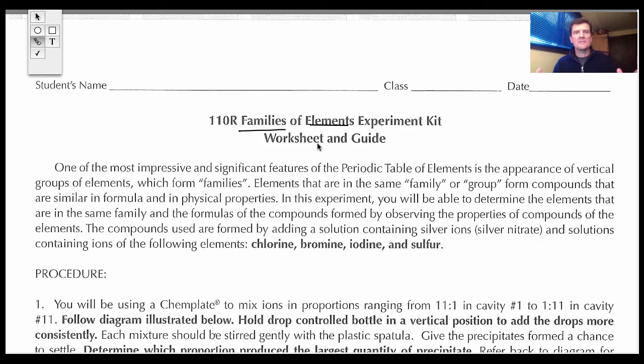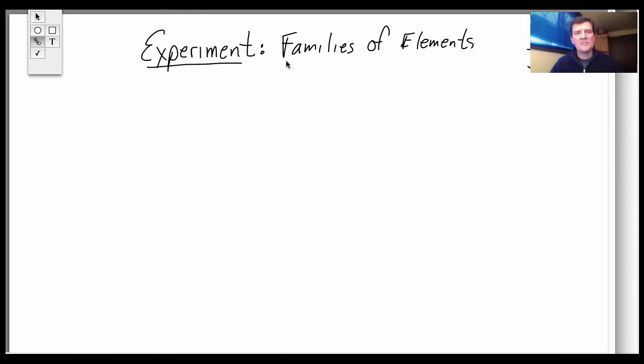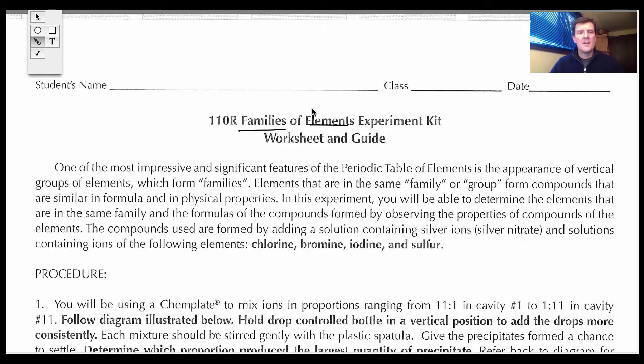So if you would, we're going to write a pseudo lab report. It's not going to be a complete lab report, but in your notebook I want you to write down a few components of a decent lab report. Please first, on a piece of paper in your lab book, write experiment: families of elements, and then put your name and today's date. Then take a picture of this lab report and upload it into Google Classroom, as I mentioned.